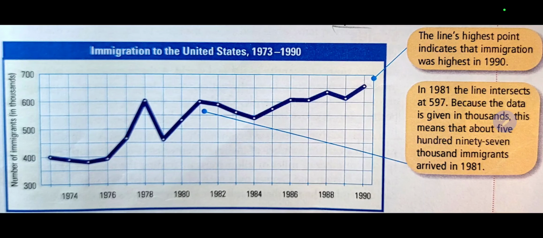Now, what about line graphs? Well, the line's highest point indicates that immigration in 1990 is at its peak, the highest in any of those years. And also, the line in 1981 intersects at 597, and since this data is given in thousands, this means that about 597,000 immigrants arrived in 1981.